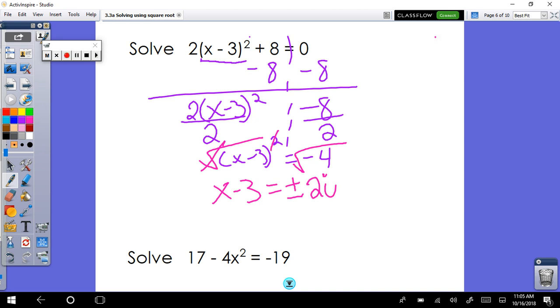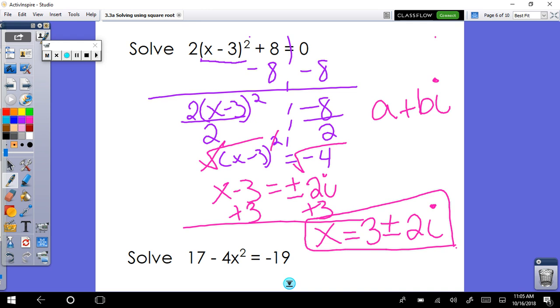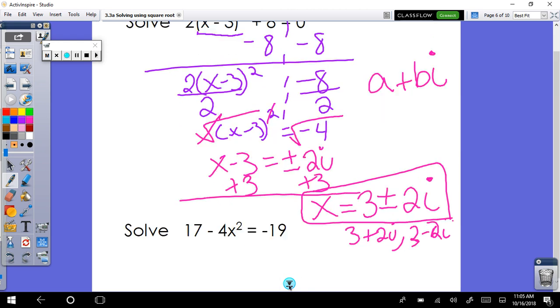Then notice on the left I still have one more step. I want to add 3 to get x by itself. Now here I'm making a complex number. I have a real part and an imaginary part. So I want to write that in standard form, which remember is a plus bi, where the real part comes first and then the imaginary part. So I'm going to write that as the real part 3, and then plus or minus the imaginary part 2i. And that's the shorthand way of writing it. But remember, that really means 3 plus 2i and 3 minus 2i. So you really have two answers there, plus 2i and minus 2i.